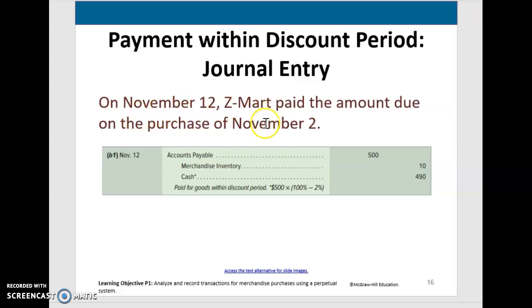If we pay that invoice with the 2/10 net 30 terms within the discount period, our entry will look like this. We'll debit accounts payable for the full $500. That's what's sitting in the accounts payable account for that vendor, Zmart. The merchandise inventory, we will credit for the amount of the discount. $500 times 2% equals $10. It costs us $10 less because we earned the discount. We're going to credit cash for the amount that we paid, $490.